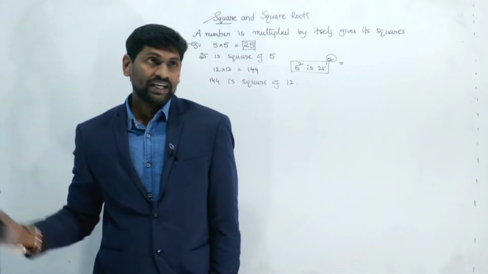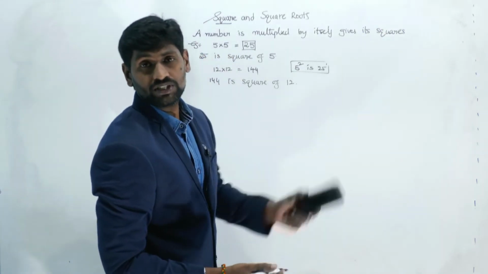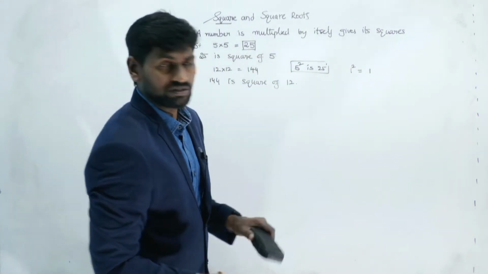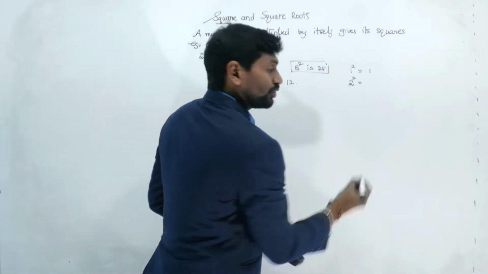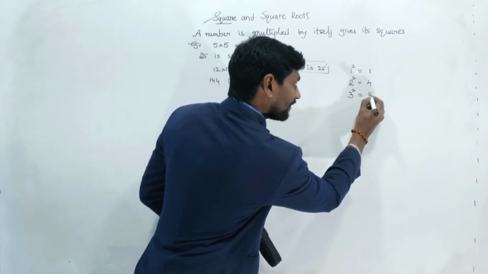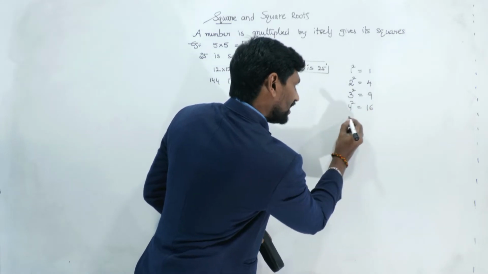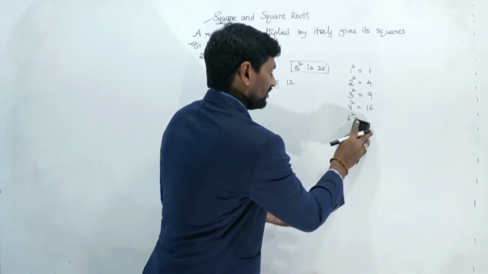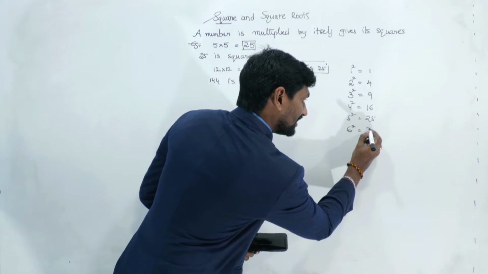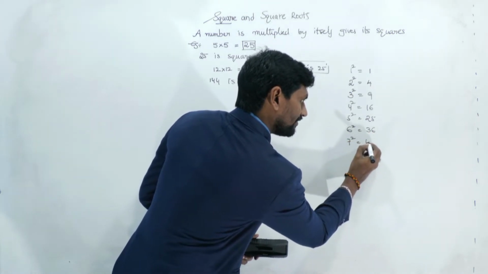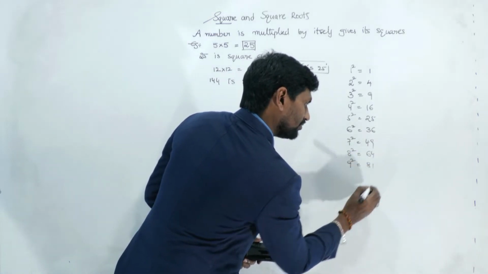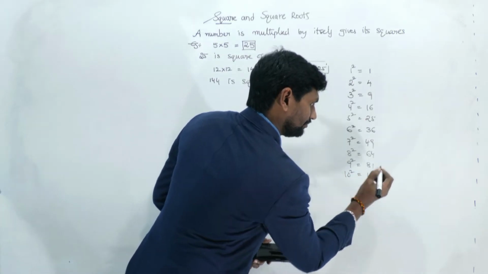Now I am writing the square numbers from 1 to 9. So what is the 1 square value? 1 square is nothing but 1 into 1, which is 1 itself. So 2 square, 2 into 2, is 4. What is the 3 square value? 3 into 3, 9. Next, I am writing like this up to 9 squares. 5 square value is 25, 6 square value, 6 6s are 36. 7 square value, 7 7s are 49. 8 square value 64 and 9 square value 81, 10 square value 100.